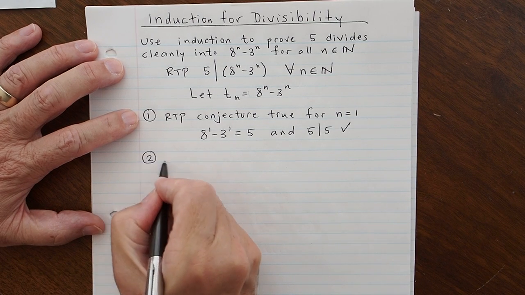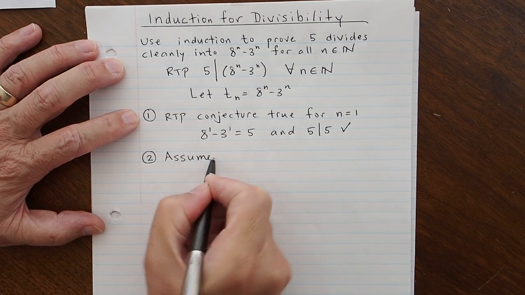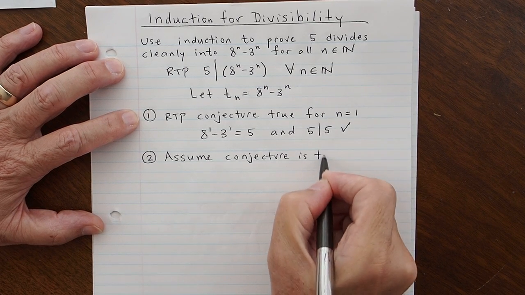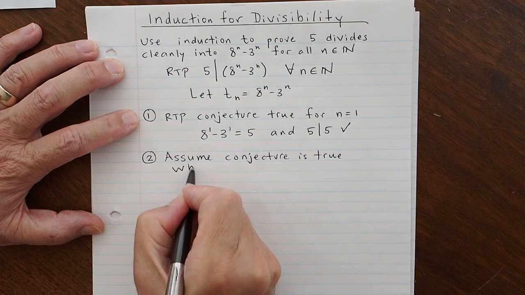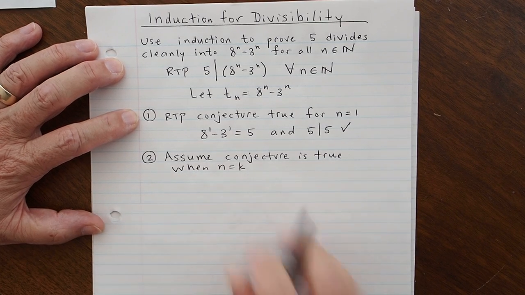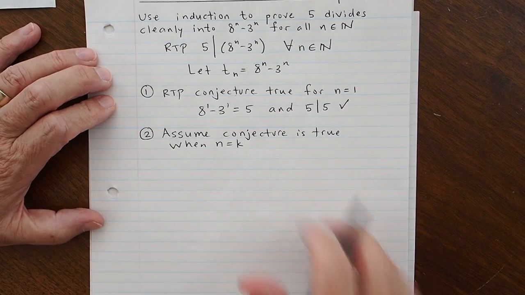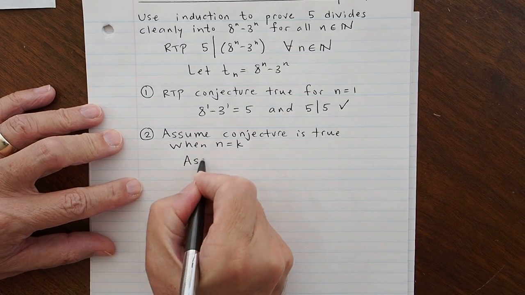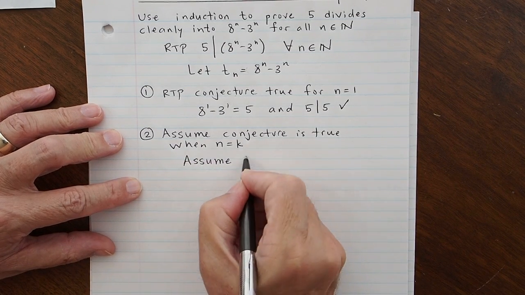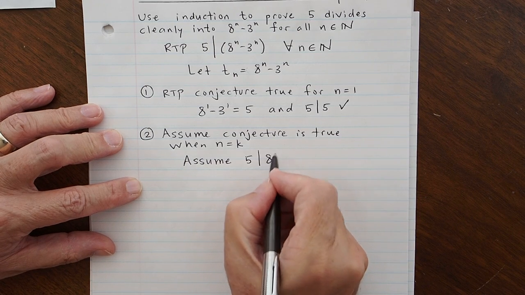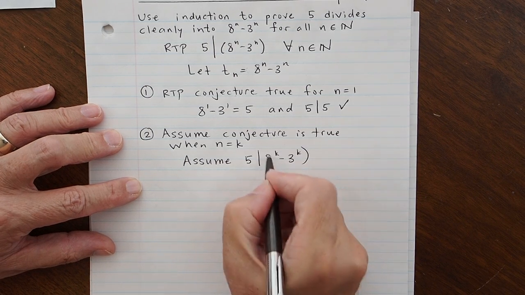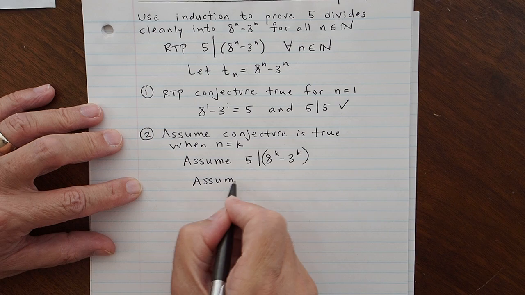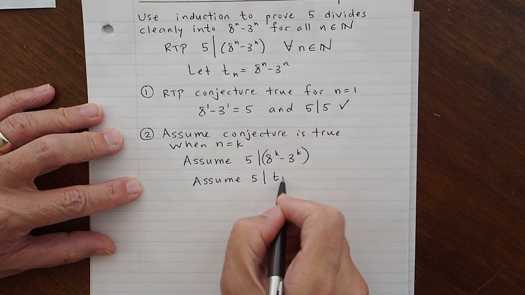The second stage is to assume the conjecture is true when n equals k. This is a strange step that often bothers students, but we'll explain it thoroughly. So that means we are assuming that 5 will divide cleanly into 8 to the k minus 3 to the k. That is, using our new notation, to assume that 5 divides cleanly into t_k.